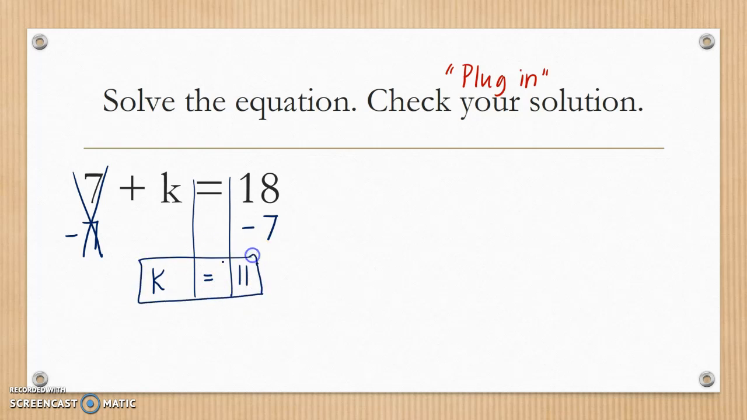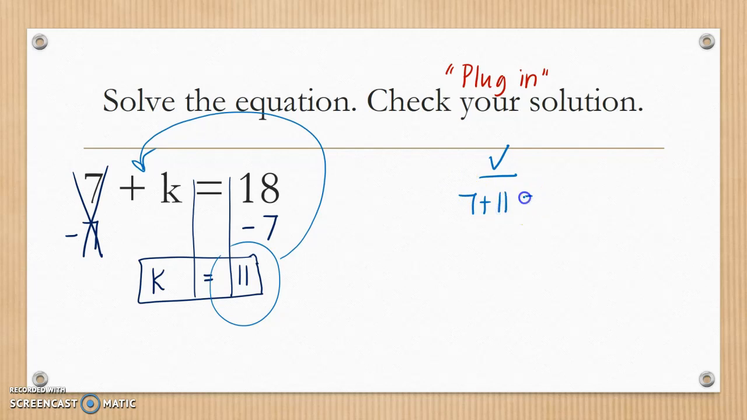So right now we're saying our variable k should equal 11, but we're going to make sure we check that. And so we take that value we found and plug it back into the original equation. So we have 7 plus 11 equals 18. What is 7 plus 11? That equals 18. So we know that we've gotten that problem correct. k is actually 11.